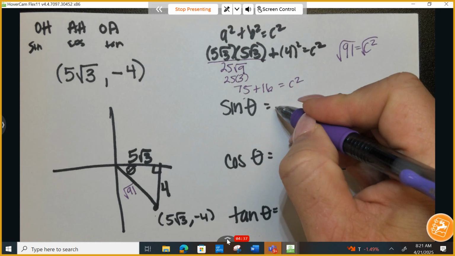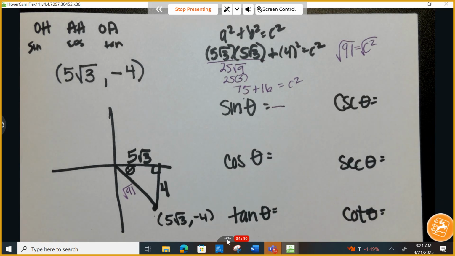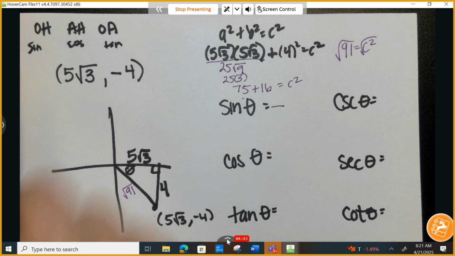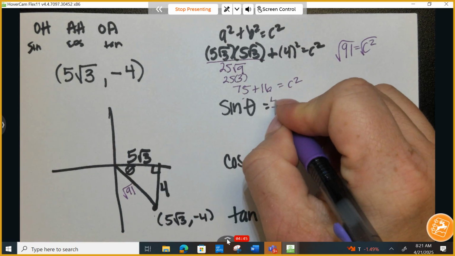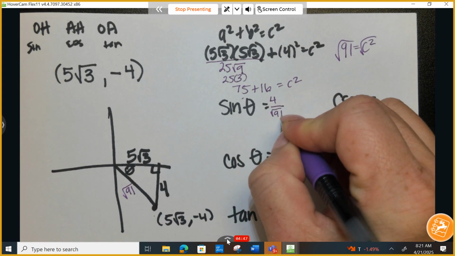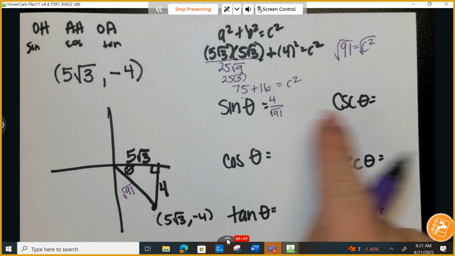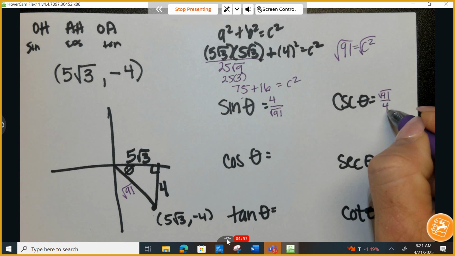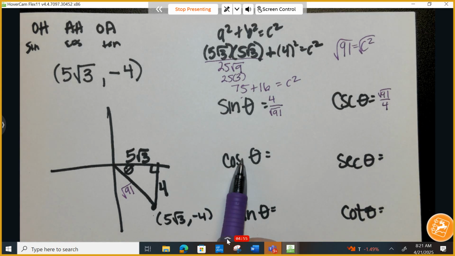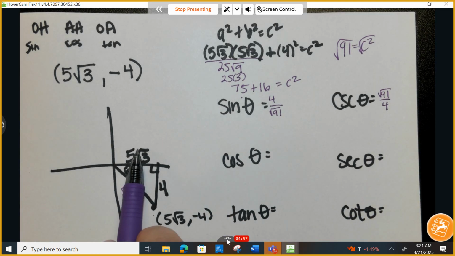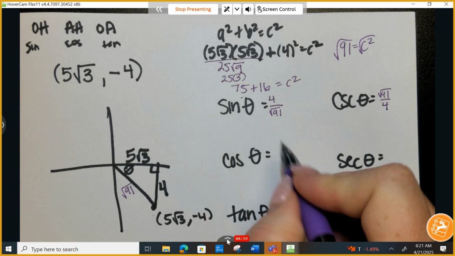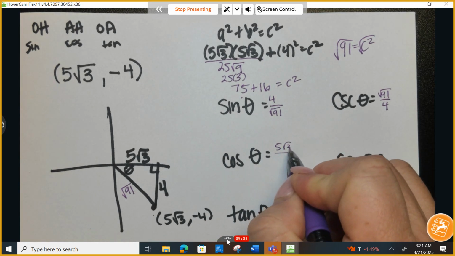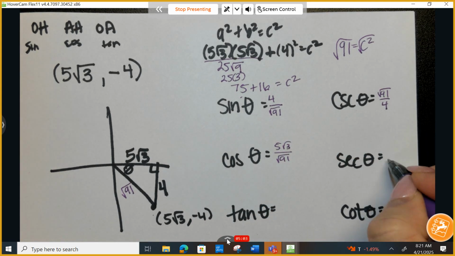Ready? So I'm going to start here, and I will simplify them and put them into proper form eventually. Sine is opposite over hypotenuse. Opposite is 4. Hypotenuse is the square root of 91. Now, I know the relationship between sine and cosecant. They're reciprocals, the square root of 91 over 4. Cosine is going to be the adjacent over the hypotenuse. So 5 square root of 3 over the square root of 91, and then I'm going to flip it.